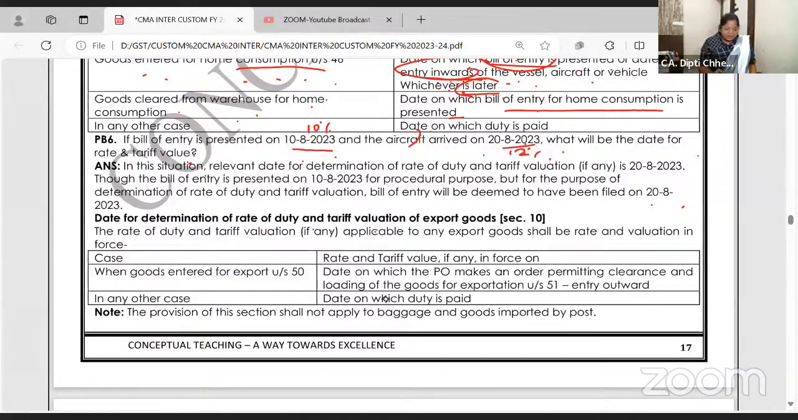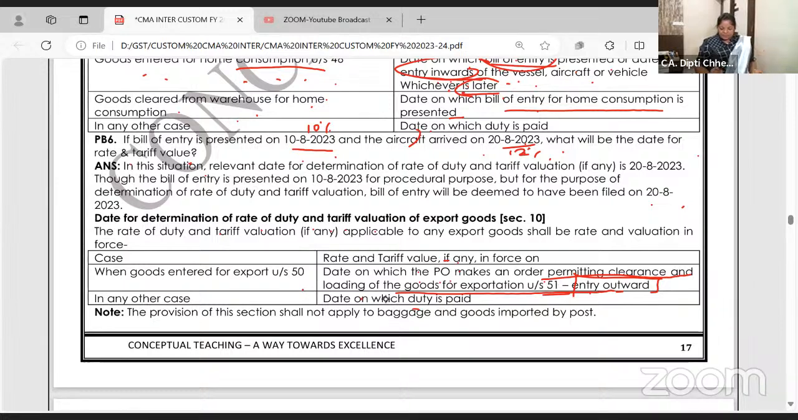When the goods are entered for export, the date on which the proper officer makes an order permitting clearance and loading of the goods, entry outward. Okay, you've got the permission, your goods quality, rate, everything is clear, export duty we have received, bye-bye. So entry outward, the day the proper officer grants it, that's the day on which you have to take the rate. And in any other case, the date on which duty is paid.